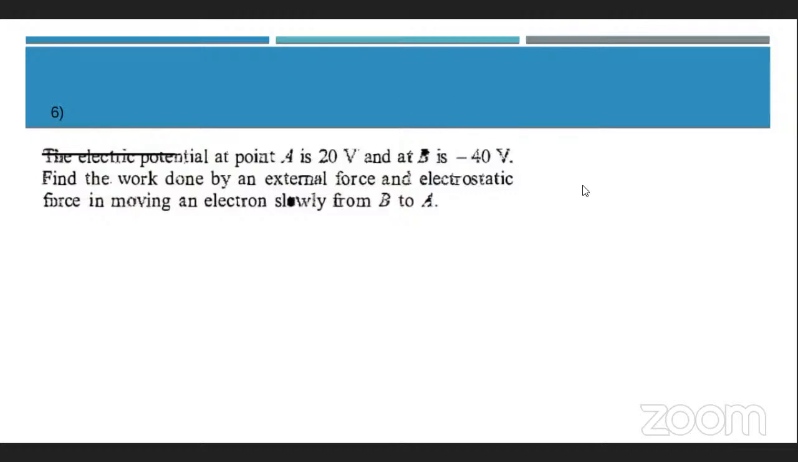Okay, next question. The electric potential at point A is 20 volt and at B is negative 40 volt. Find the work done by the external force and electrostatic force in moving an electron slowly from B to A.